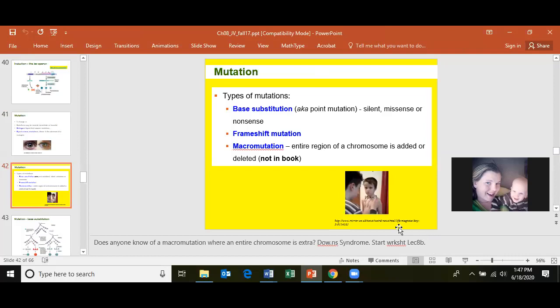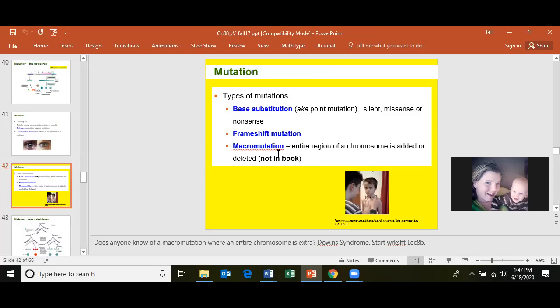Where an entire chromosome is extra in those individuals. Okay, there's another one, actually a couple of them: there are females born with only one X chromosome. That's not a lethal mutation, although they're not reproductive. And then there are individuals who are born with two X chromosomes and a Y chromosome. So those are macromutations. Okay? And they're common ones in the human population.